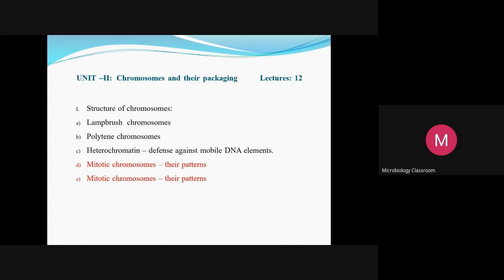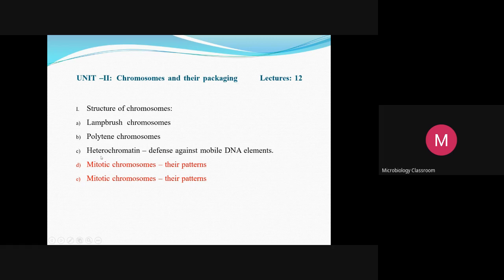Then unit 2, that is chromosomes and their packaging. So structure of the chromosome, in that Lampbrush chromosome is there, polytene chromosome. Then heterochromatin, that is defense against mobile DNA elements. In that, for lampbrush and polytene chromosomes, the structure is very important, and also the function is very important. Then heterochromatin, defense against the mobile DNA elements.